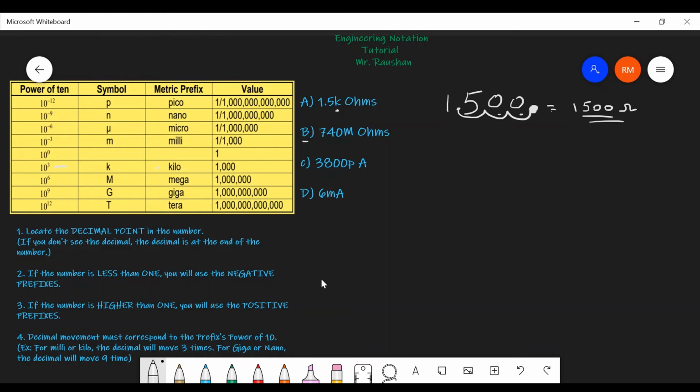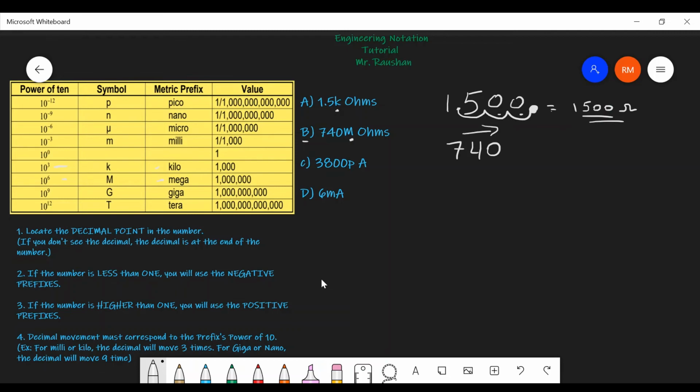Let's do B. Now, B says 740 mega, right? This is big M, mega ohms. So what is mega? We'll look at mega. The chart for mega says it's 10 to the 6th. The power for mega is 10 to the 6th. We gotta move the decimal 6 times to the right.